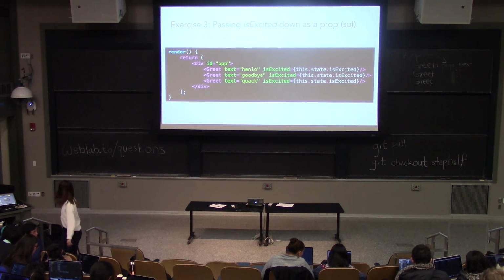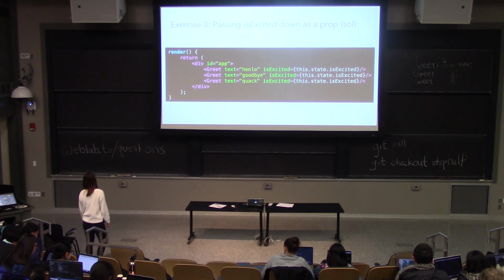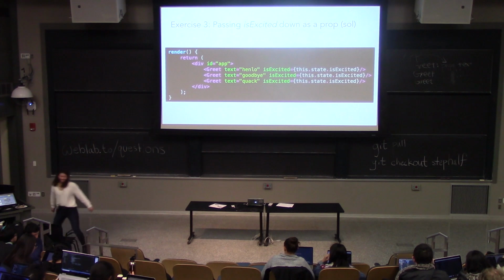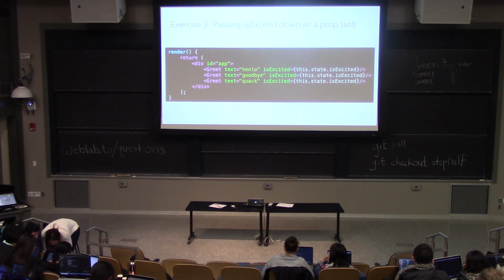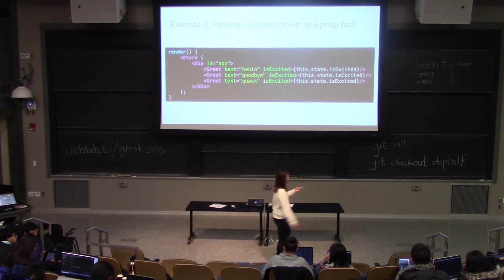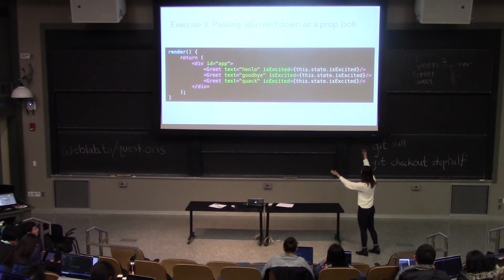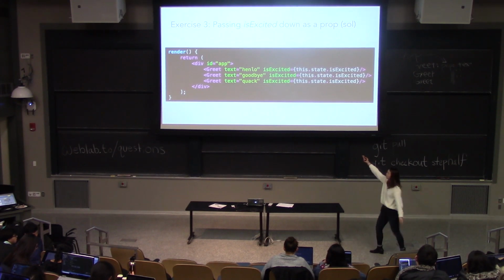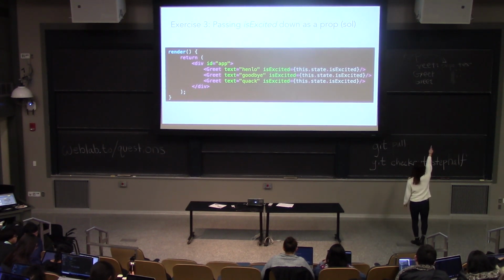Shannon, where is the text state defined for the app component? Oh, so if you remember, this.props.text is passed in. This is in the app component right now, right? It's being passed in from app as a prop because everything goes down.